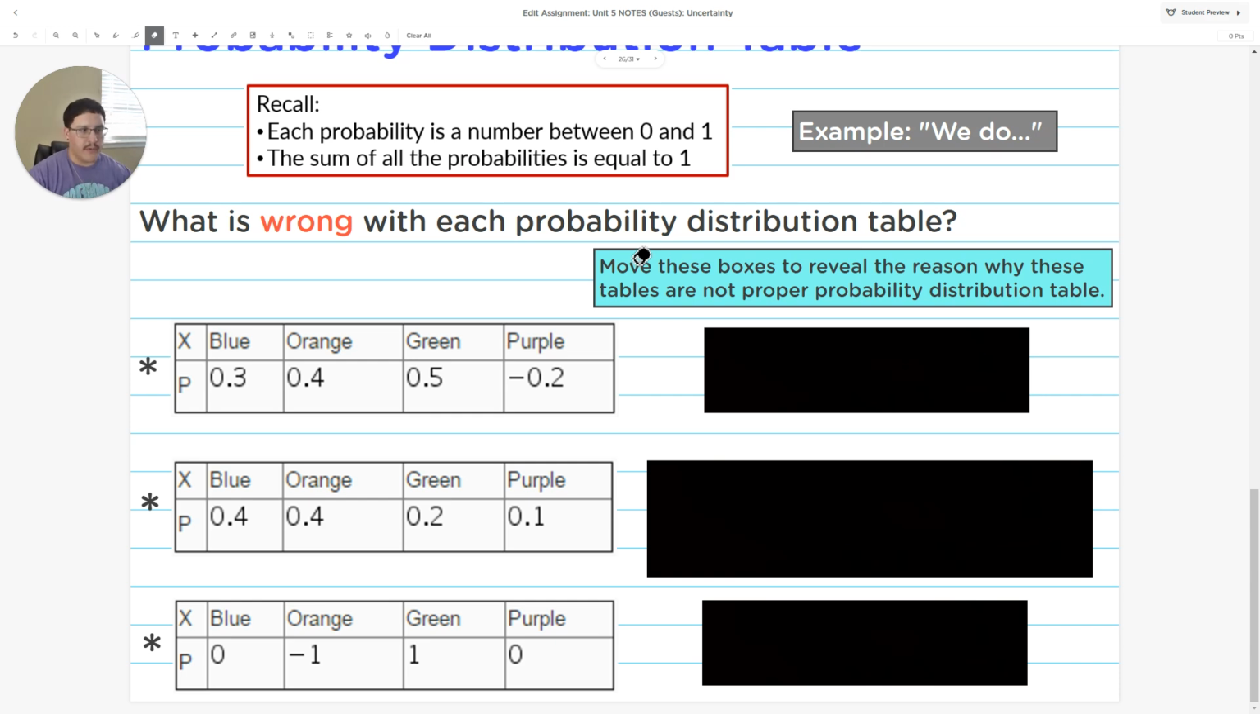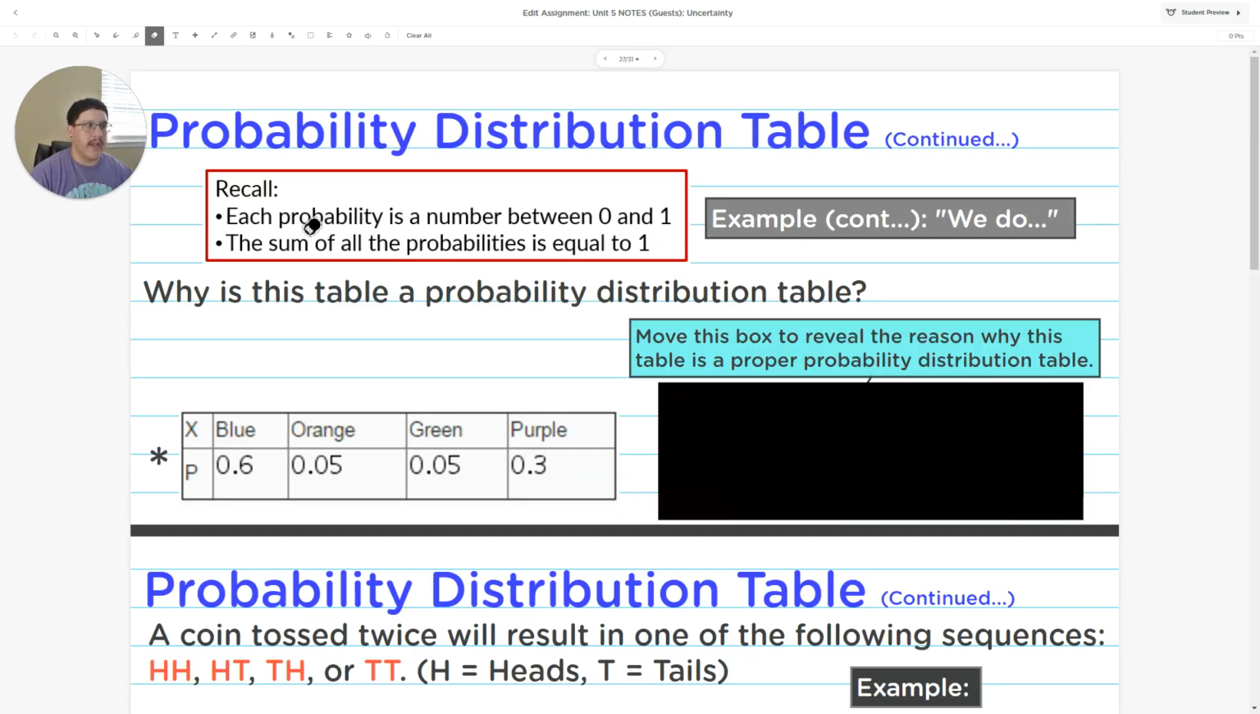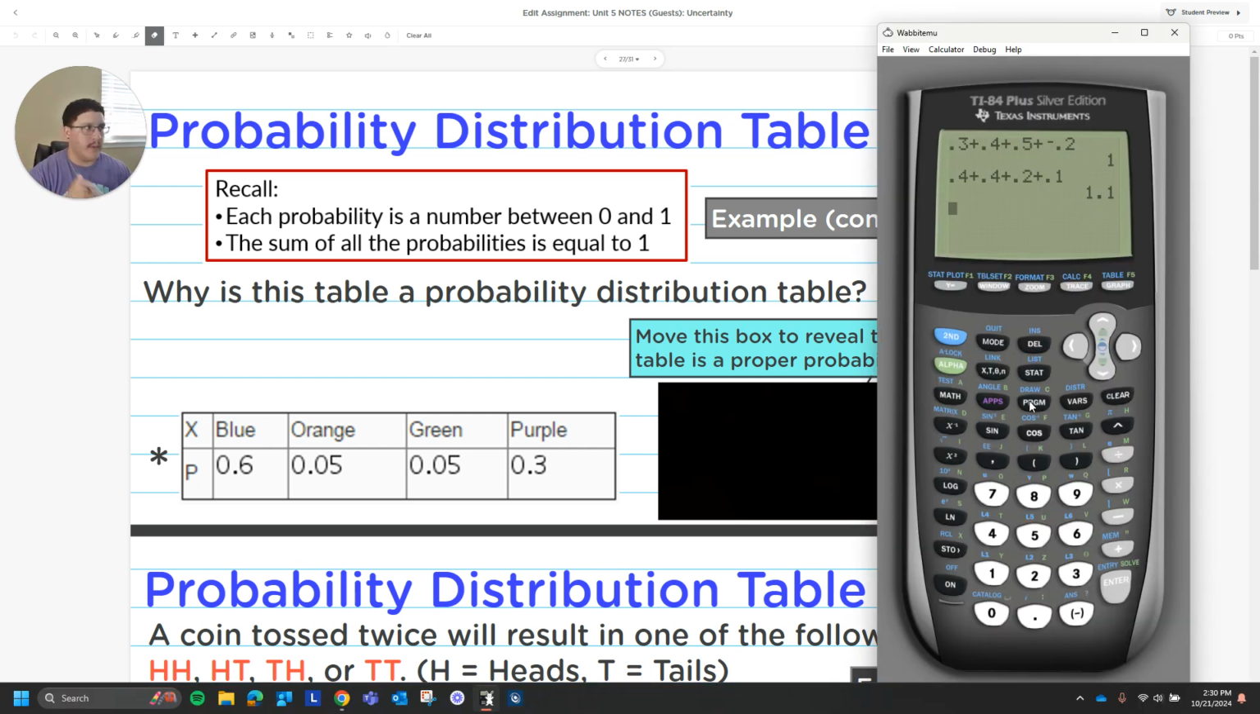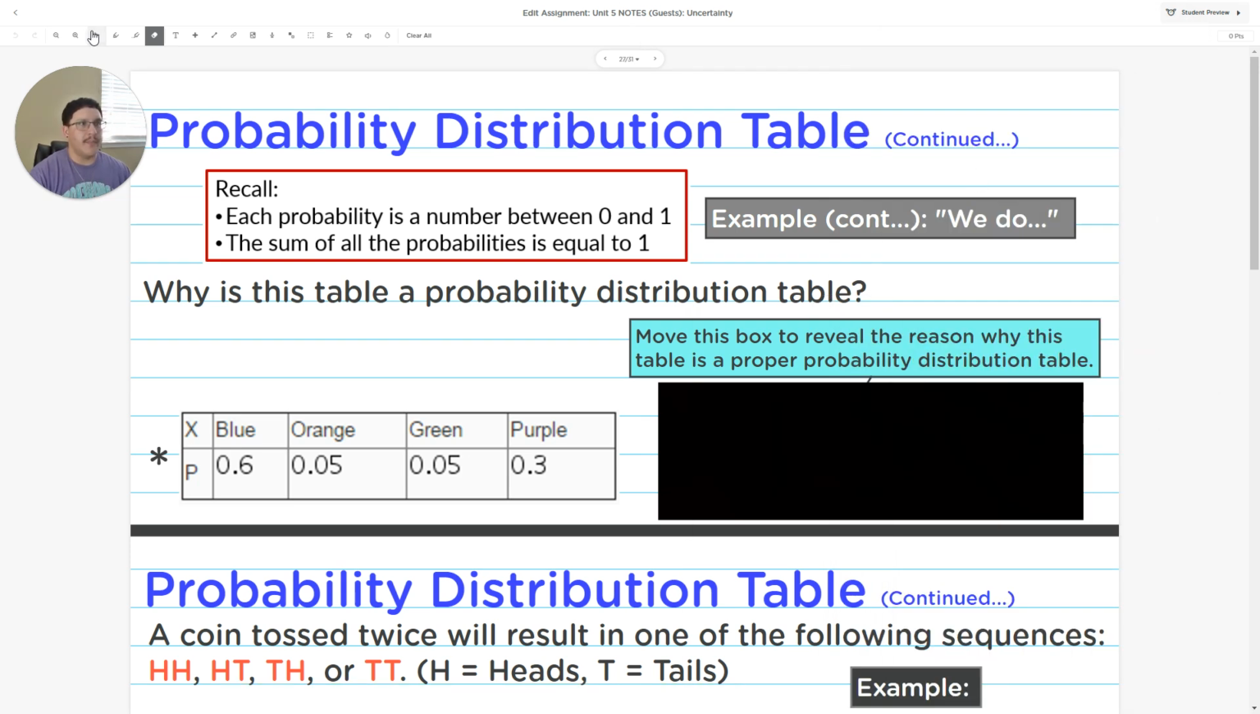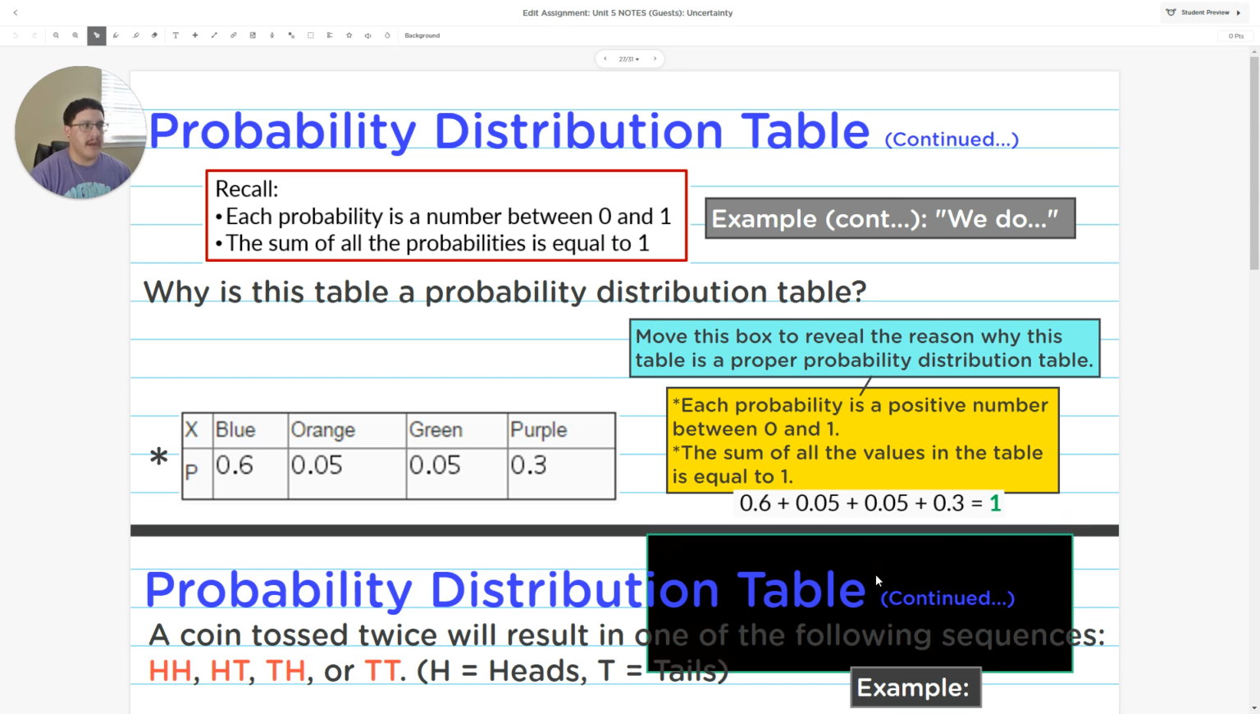Let's look at an example of what is a good probability distribution table. So look at each of these numbers. Are these numbers between 0 and 1? Yes, 0.6, 0.05, 0.05, 0.3. Those all look good. Now the second condition, when you total them all up, does it equal 1? So 0.6 plus 0.05 plus 0.05 plus 0.3. Yes, they total up to 1. So this is an example of a good probability distribution table.